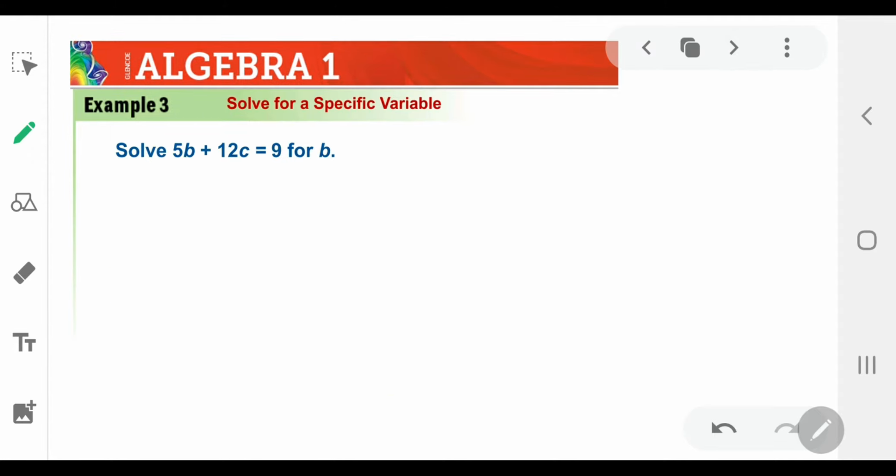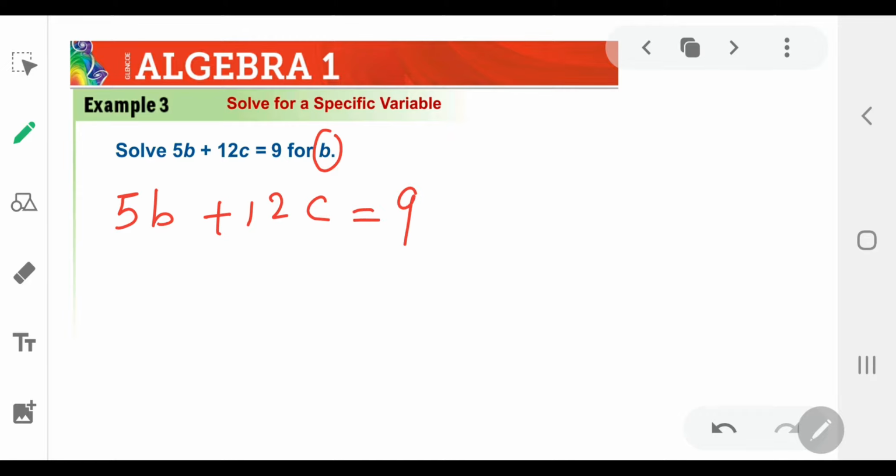The first example here, he's asking me to solve 5b plus 12c is equal to 9 for b. What does it mean to solve for a specific variable? It means to isolate this variable, to keep it by itself on the left-hand side and everything else on the right-hand side. So to solve an equation for a variable means to completely isolate this variable. Let me write the equation here, 5b plus 12c is equal to 9.